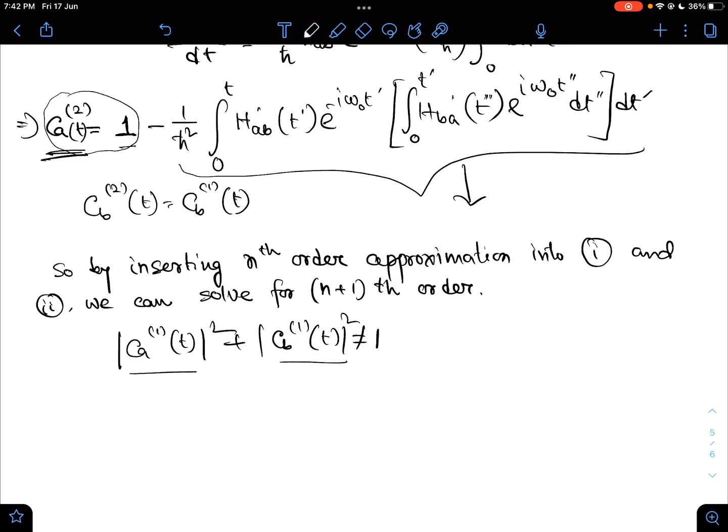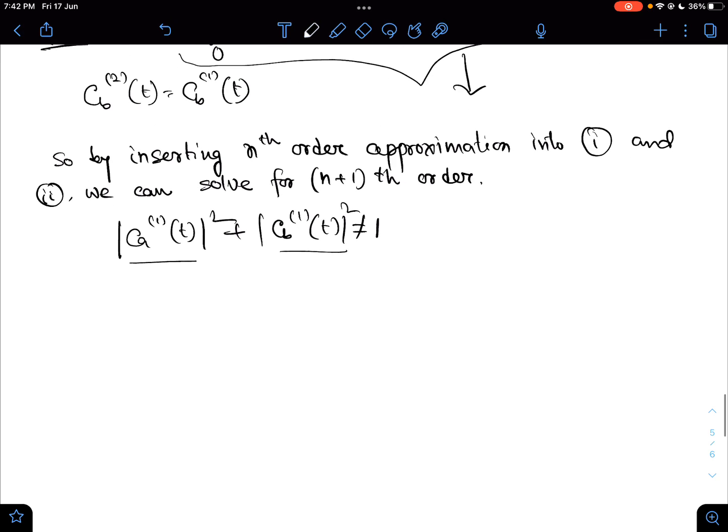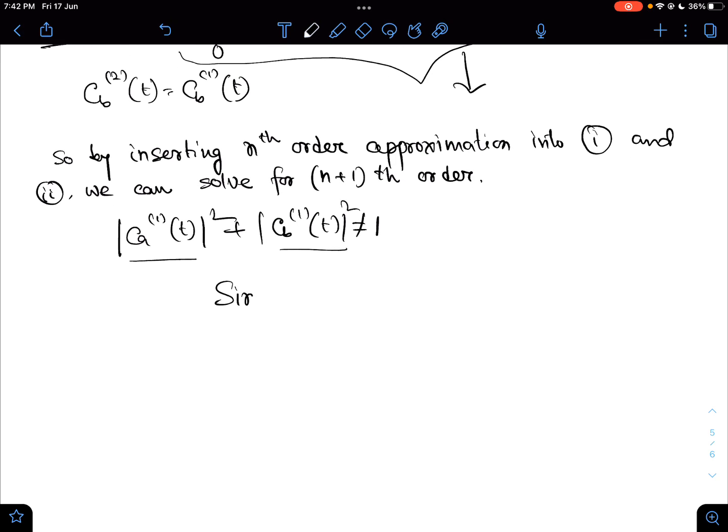So this is it for today's video. In the next video we will consider a special case, sinusoidal perturbation. So our perturbation will be in the form of a sine function. It can be sine or cosine. We will see for that case how the coefficients of both the states evolve with time, and we will calculate the corresponding transition probabilities and so on. So we will meet in our next lecture video.